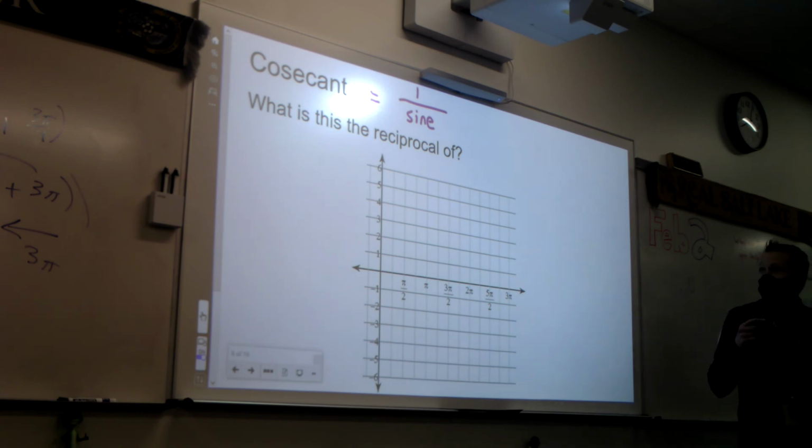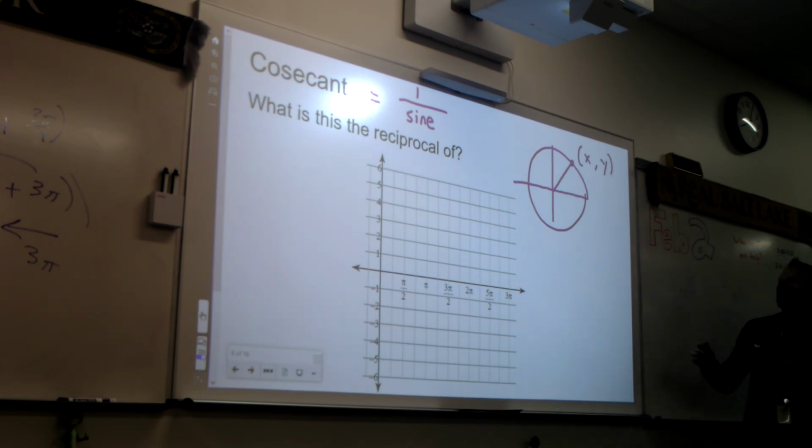Now, when we were going around the unit circle, how were we figuring out sine? What were we looking at? That is such a bad circle. But all right. When I was looking at my values, we said the x was cosine and the y was sine. So what we're going to do is take all of these y values, and what are we going to do to them? Do the reciprocal, flip them over, right?